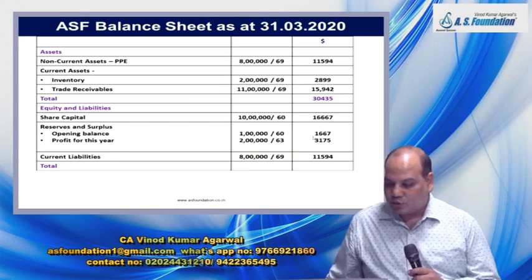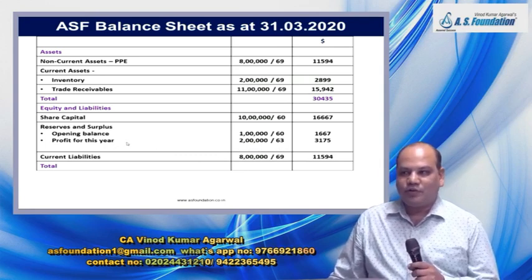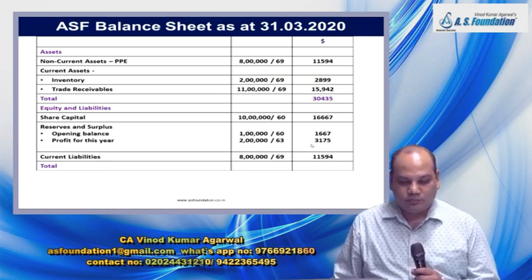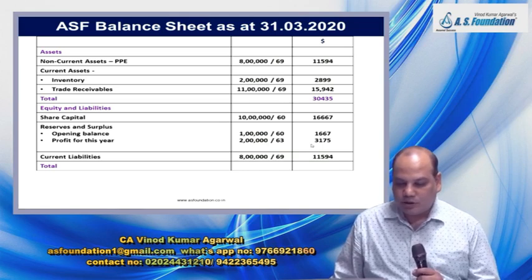Reserve and surplus, opening balance, at the opening rate, 1667. P&L account current year means it is a net effect of income and expense, so average rate, 3175. Current liabilities 11594.